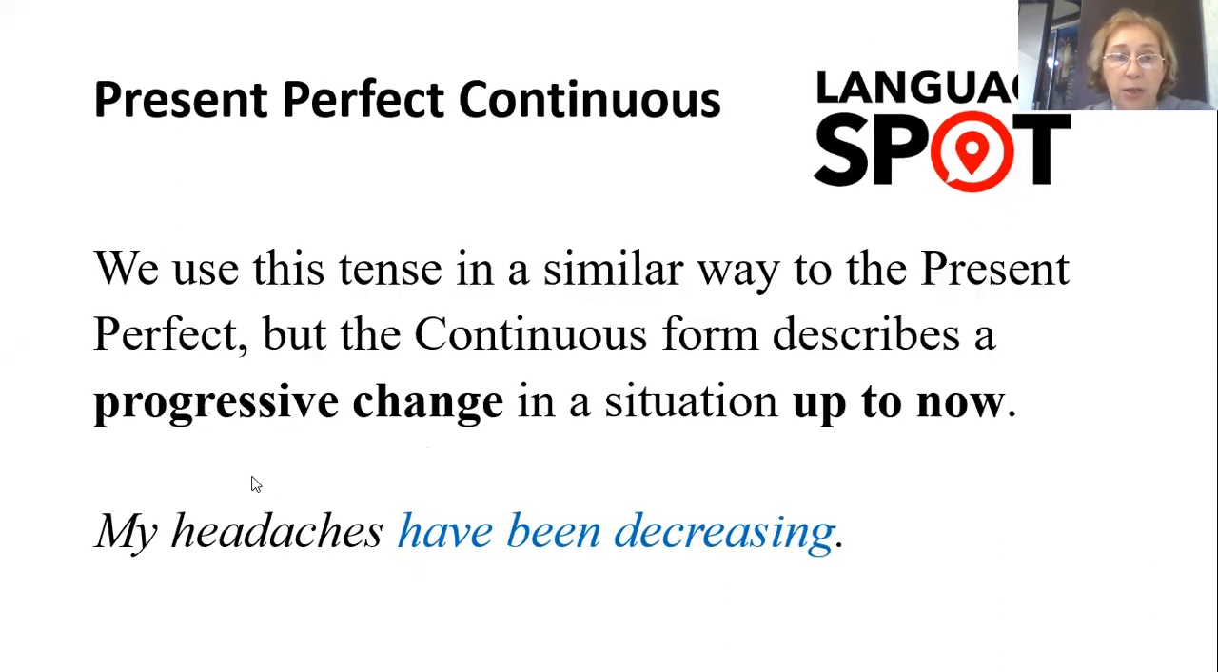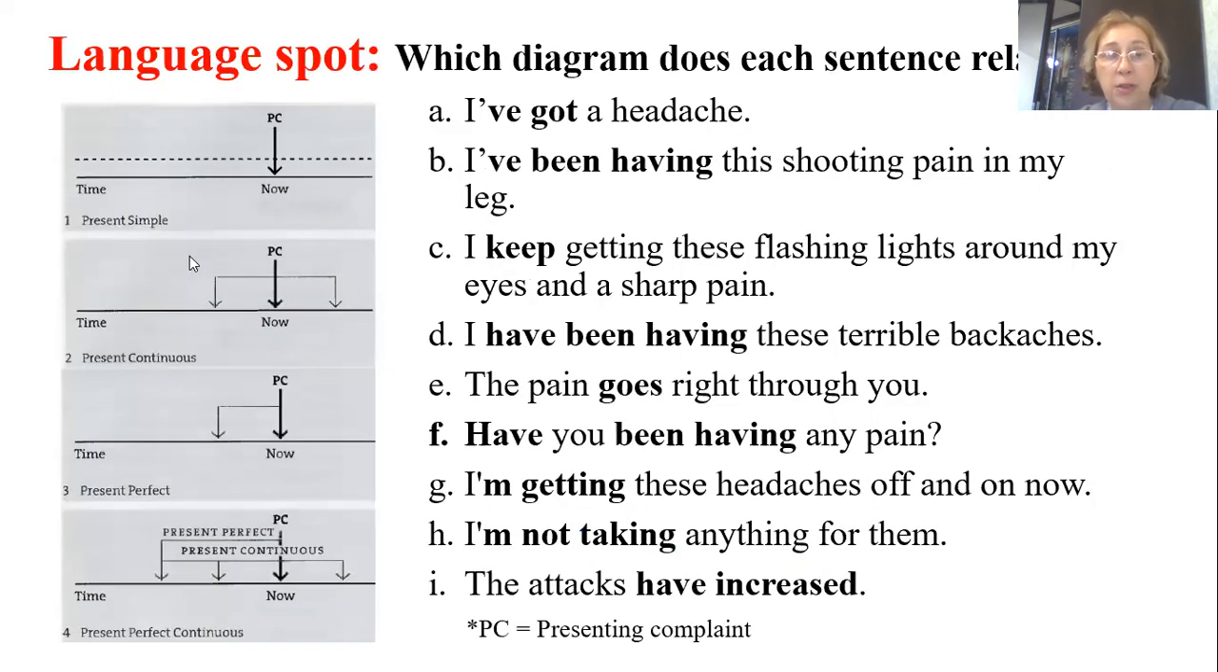And the present perfect continuous, we use this tense in a similar way to the present perfect, but the continuous form describes a progressive change in the situation up to now. My headaches have been decreasing slowly for some period of time. So these are just the functions of the present perfect of different present tenses. And now let us look at the next slide, and here the question, which diagram does each tense relate to?